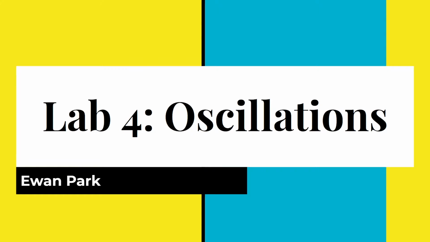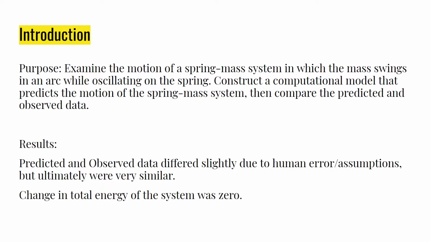I'll be covering the lab for oscillations. The purpose of the lab is to examine the motion of a spring mass system in which the mass swings in an arc while oscillating on the spring, and construct a computational model that predicts the motion of the spring mass system, then compare the predicted and observed data.